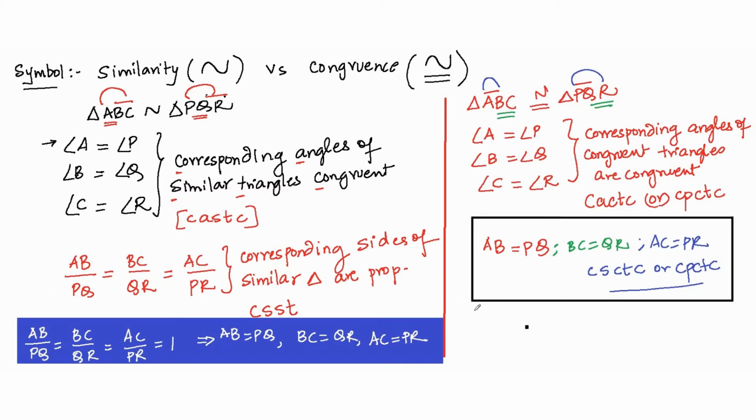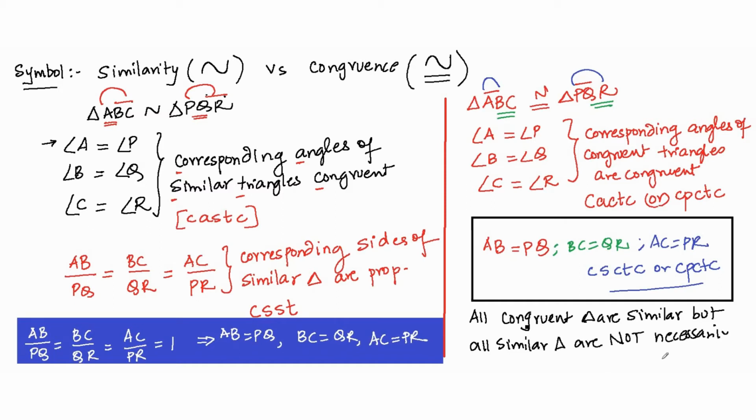So we can say that all congruent triangles are similar, but all similar triangles are not necessarily congruent.